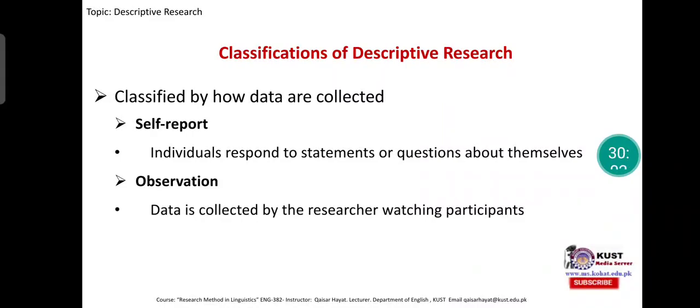But to make it unbiased, take the steps that are necessary for the observation. Sometimes your participant knows that you are observing them, so they should be natural in all responses.